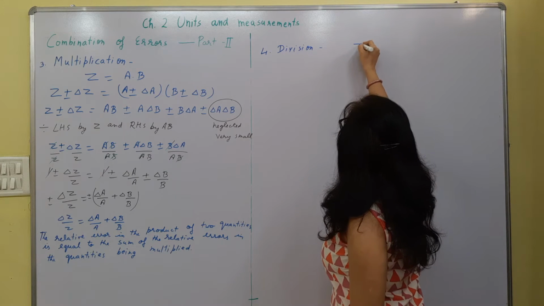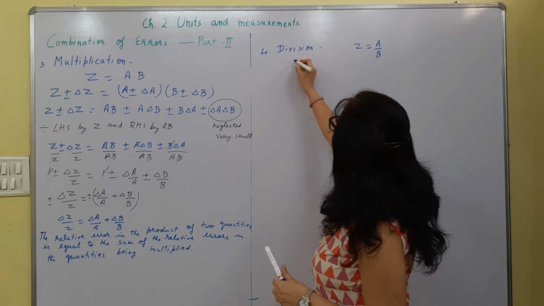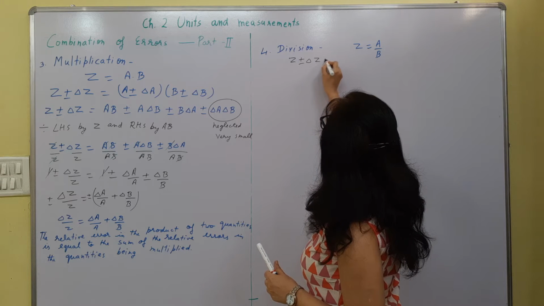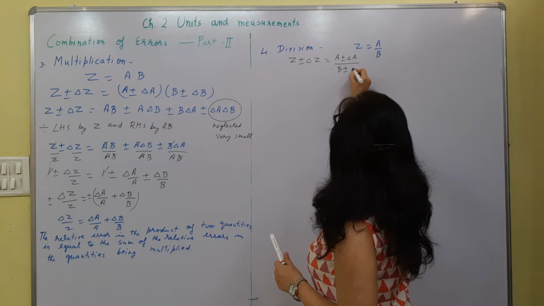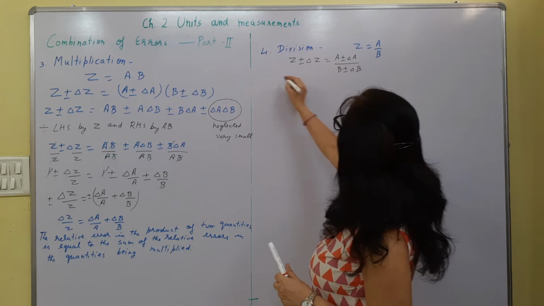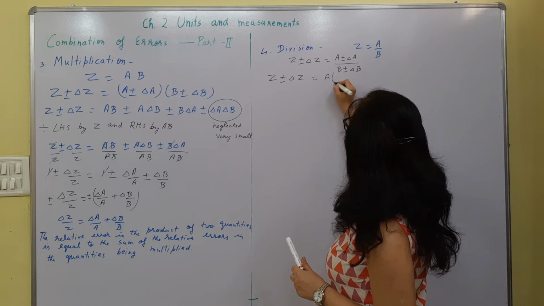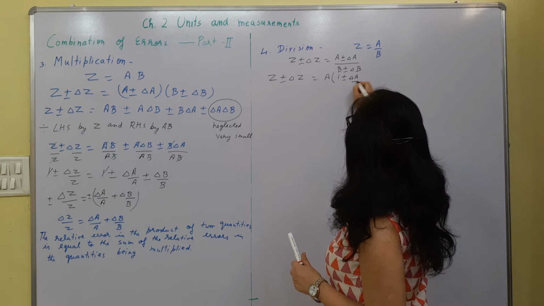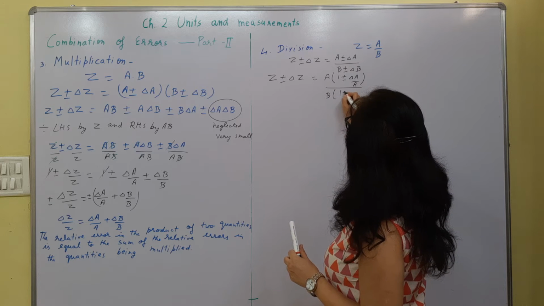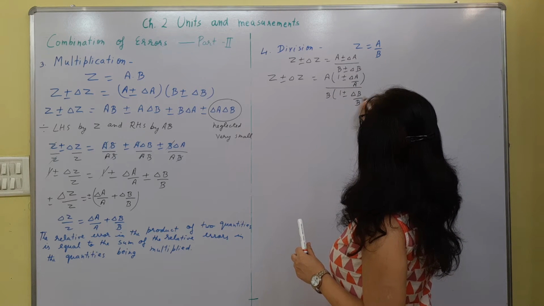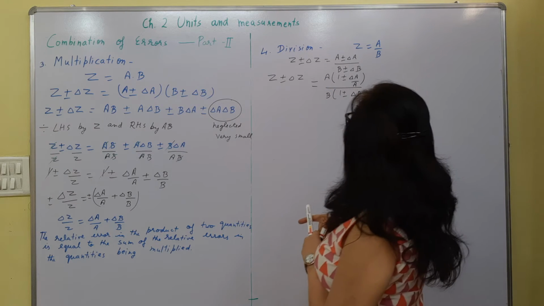So if I am saying that z is equal to a upon b, then with error this can be written as z plus minus delta z is equal to a plus minus delta a upon b plus minus delta b. From the numerator I can take a common. What will I get? 1 plus minus delta a upon a. And in the denominator I can take b common. What will I get? This we know by mathematics, right?